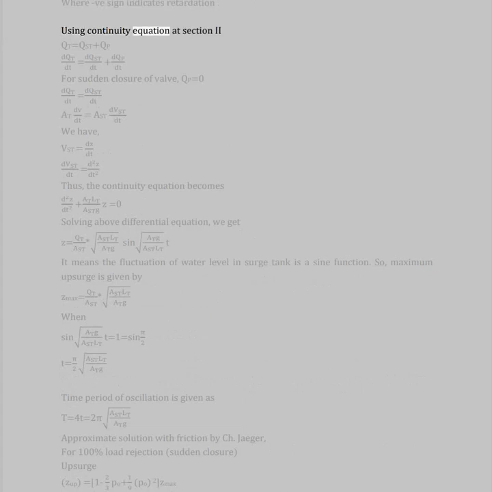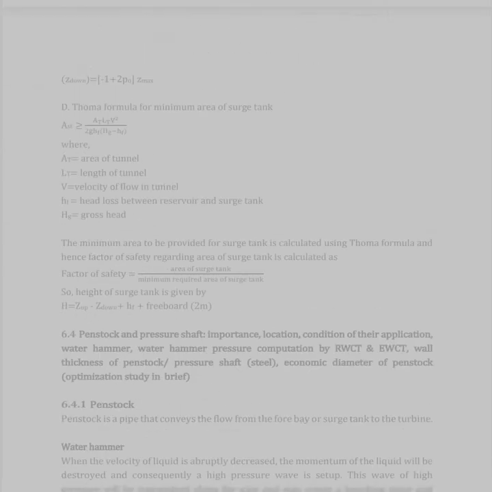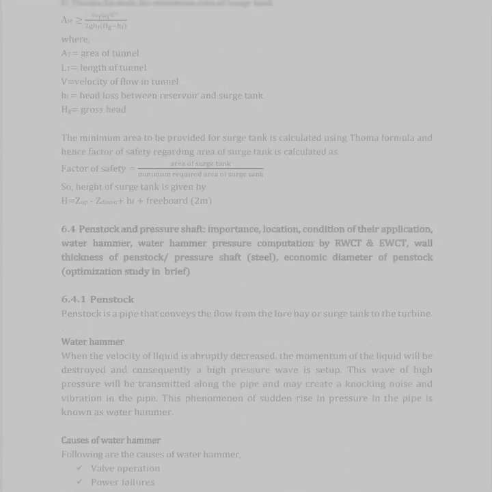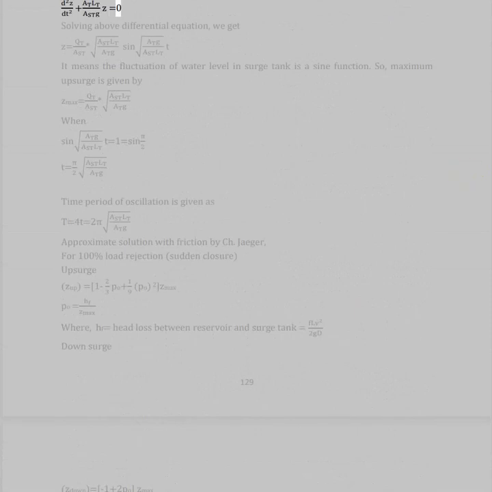Using the continuity equation at section 2, QT = QST + QP. For sudden closure of the valve, QP = 0, so AT V = AST VST. Thus the continuity equation becomes an equation which, with Z = 0 as the reference, can be solved. Solving the above differential equation, we get Z = V sin t.